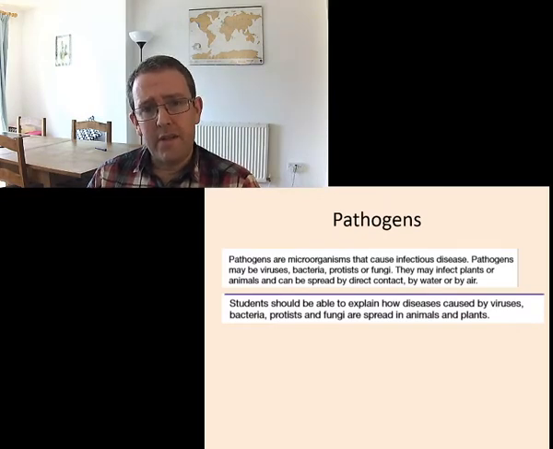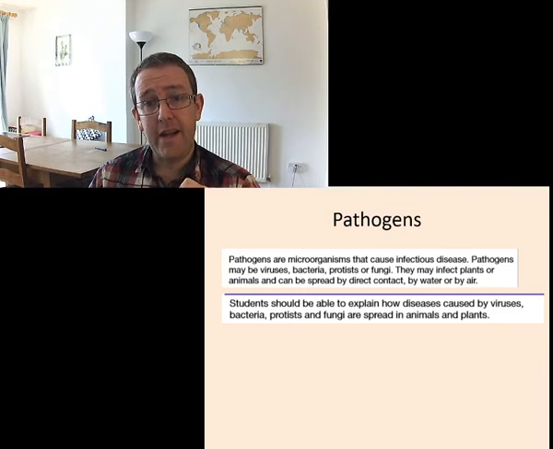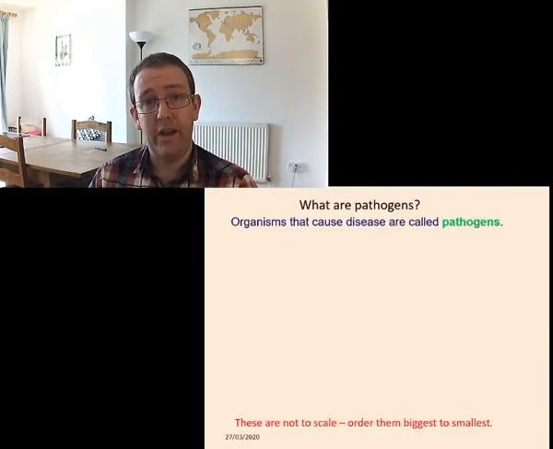So, this is the bit of the syllabus, what you should be knowing. Pathogens being microorganisms that cause disease. Pathogens are viruses, bacteria, protists or fungi, and they may infect plants or animals and can be spread by direct contact, water or air. So you need to be able to, as it says there, explain how diseases caused by viruses, bacteria and protists are spread in both animals and plants.